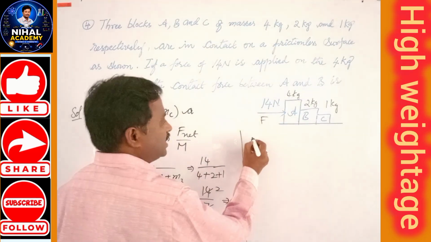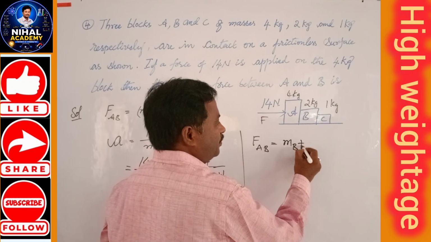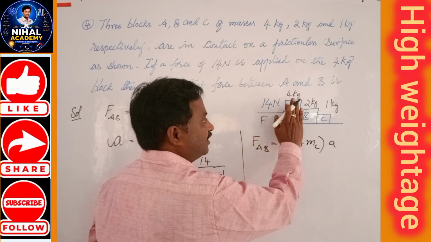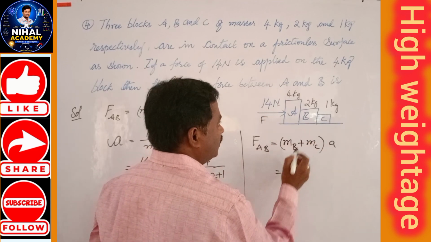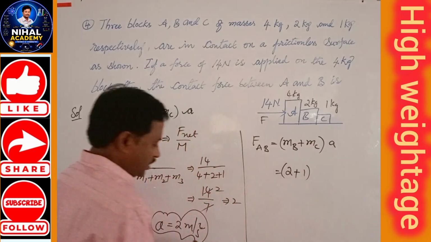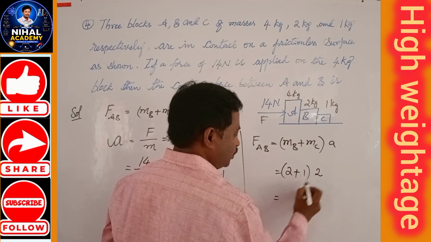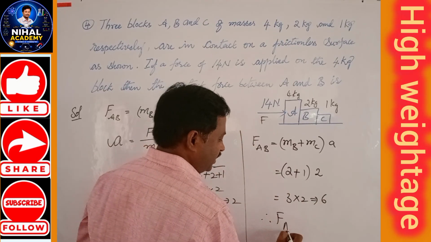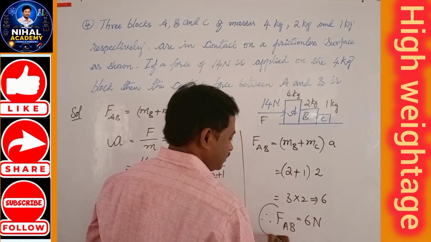Now I have to calculate the force acting between A and B, that is block B and block C. So (MB plus MC) into a. Here very easy. If the force is acting on block A, then we have to leave block A and add these two. That's all. So MB, that is 2, plus MC, that is 1, into acceleration we got, 2 meter per second square. So 2 plus 1 is 3, 3 into 2 is equal to 6. What is this? The force acting between A and B, this is the contact force between A and B. It is equal to 6 newtons.